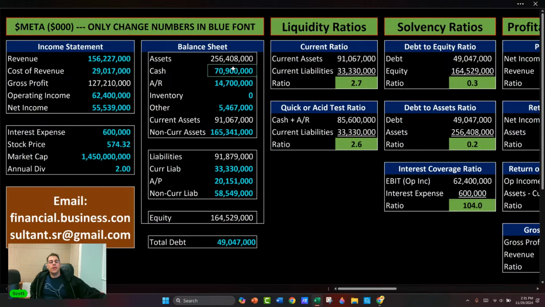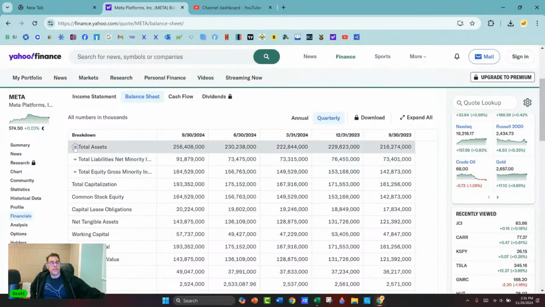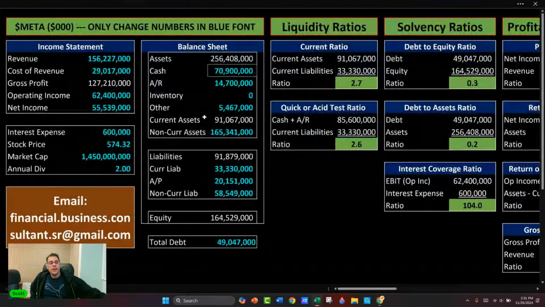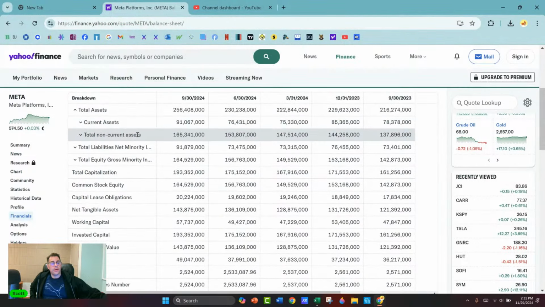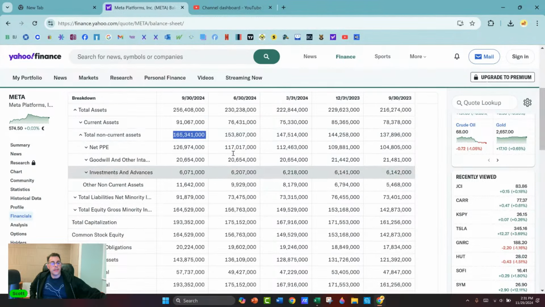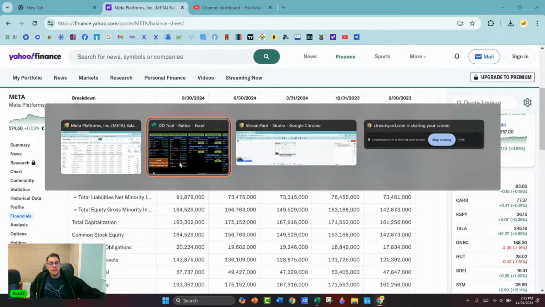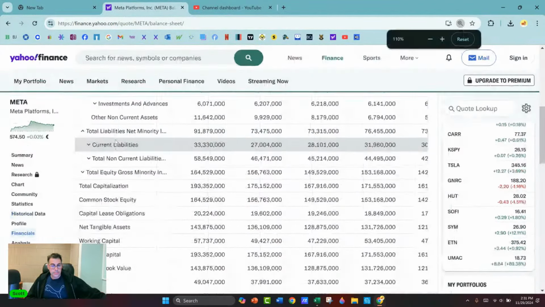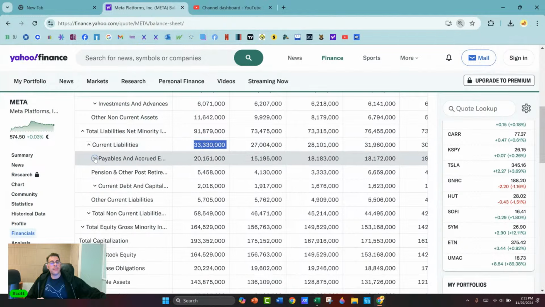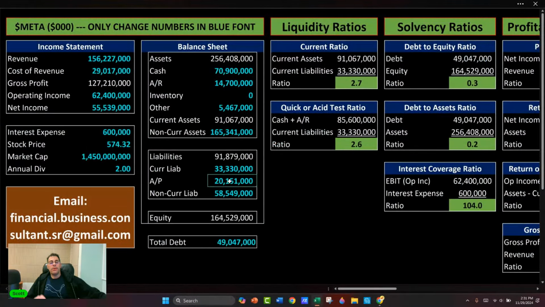So you just take the cash, 70.9 billion. That's in the asset section, current assets, 70.9 billion. Grab the accounts receivable. Inventory, there's no inventory. And then the non-current assets, total non-current assets, 165 billion. If you want to learn what they are, you can click on that button and see all the non-current assets. Get the current liabilities, 33 billion. It's right here. You also want to grab accounts payable, 20 billion, because that's part of one of the calculations. You don't have to calculate the equity. The equity is just assets minus liabilities. So only plug in the blue and total debt.